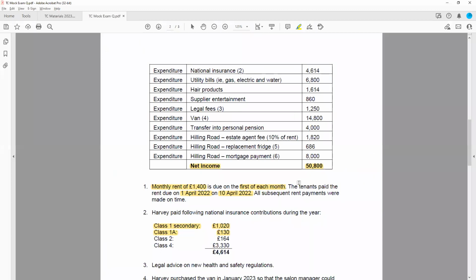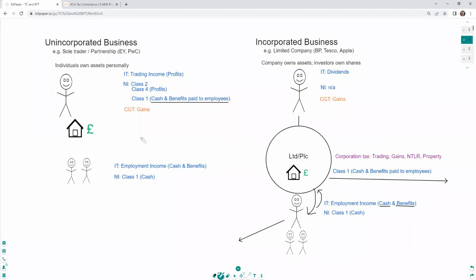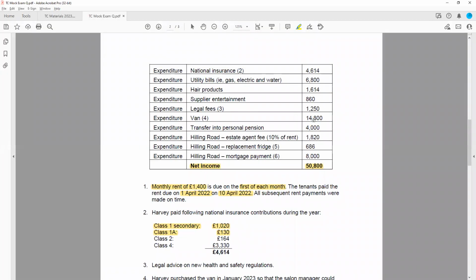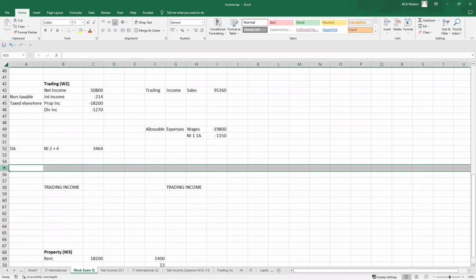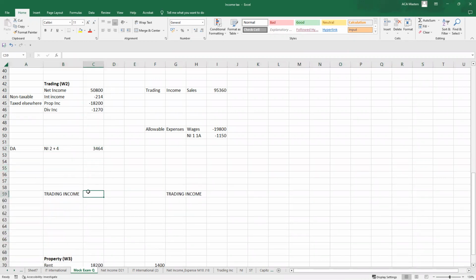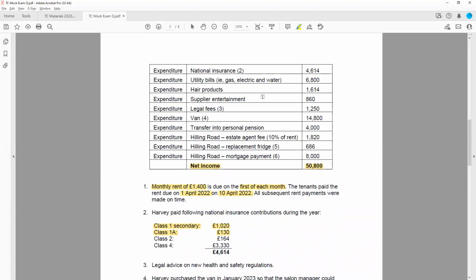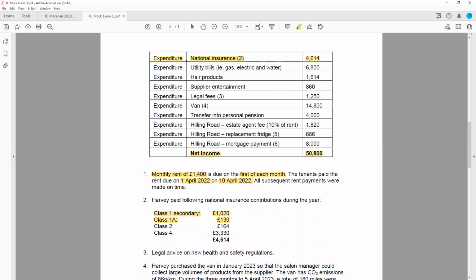And we're told that the total for the Class 2 and the Class 4 is going to be 3,464. So we've got the 3,464. These were already deducted in arriving at its net income, so it's disallowable expenditure. Therefore we need to add it back. And I think I said we would have those expenses down there. So that's the disallowable amount there. For the national insurance, that's the national insurance dealt with.